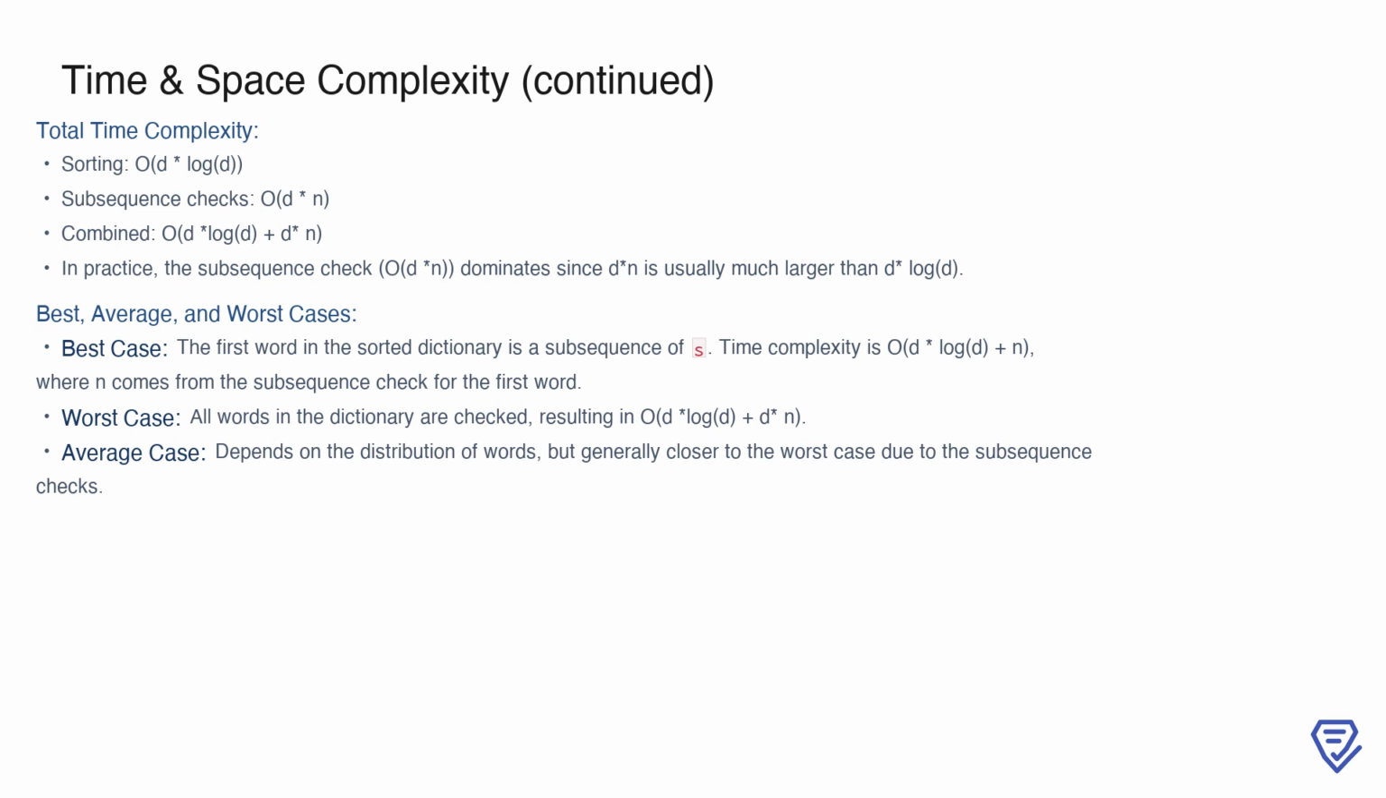In the best case, the very first word in the sorted dictionary turns out to be a subsequence of s. Here, the time complexity simplifies to O(d log d + n), where n arises from the subsequence check on the first word alone. In the worst case, every word in the dictionary has to be checked, leading to O(d log d + d*n). On average, the time complexity tends to lean closer to the worst case, as most dictionaries require multiple subsequence checks before finding a match. This breakdown emphasizes the dominance of the subsequence operation in the overall computation.